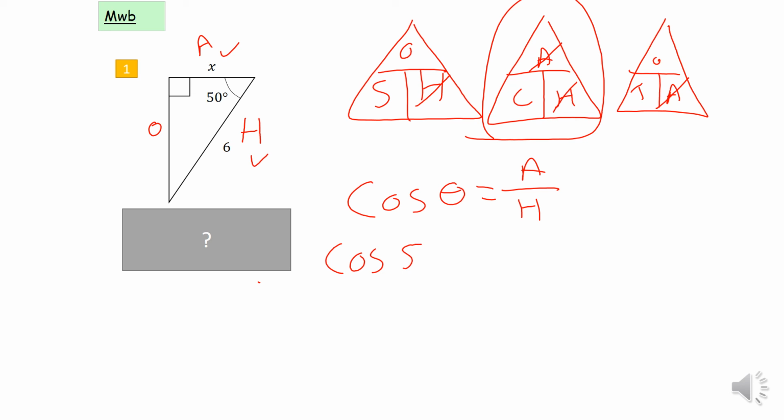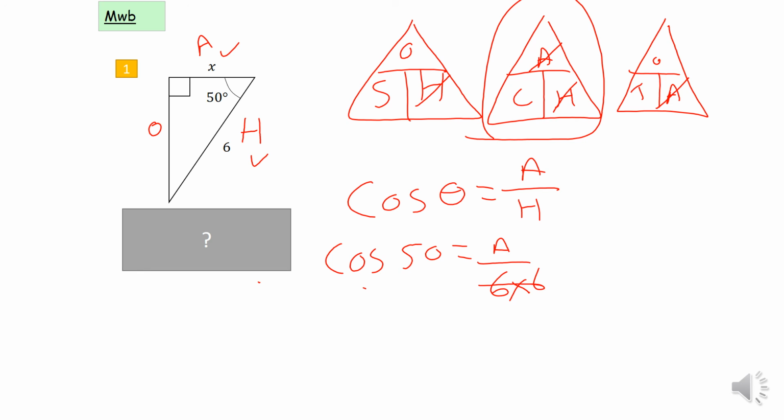So cos 50 equals the adjacent, which is what we're trying to work out. So I can leave it as A, or you can put X, it's up to you. And the hypotenuse is given as 6. So this reads cos 50 equals adjacent divided by 6. We want the A on its own, so we need to multiply this side by 6.